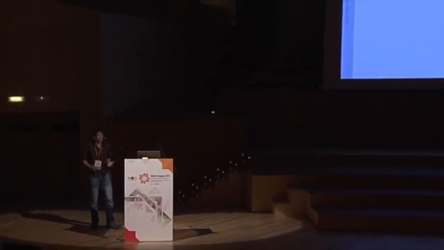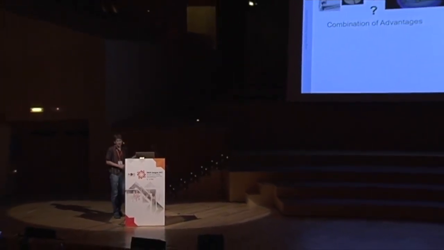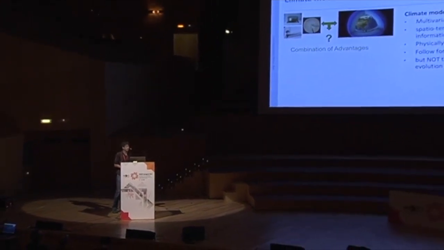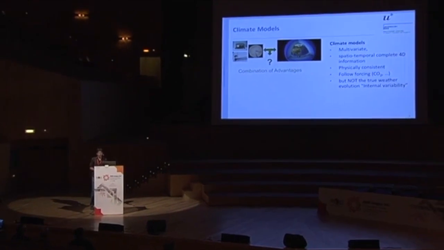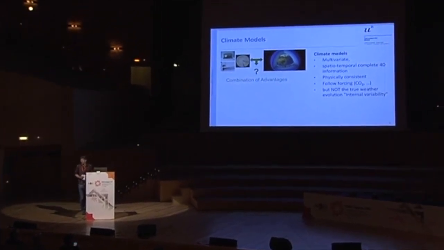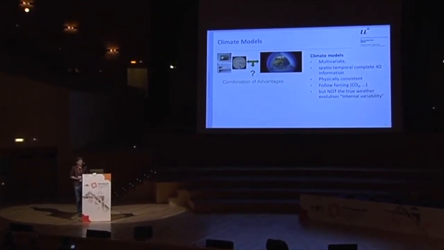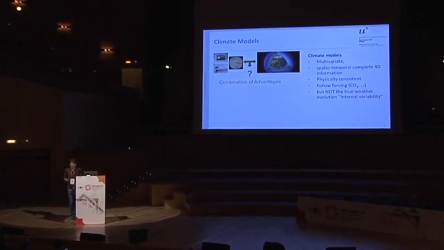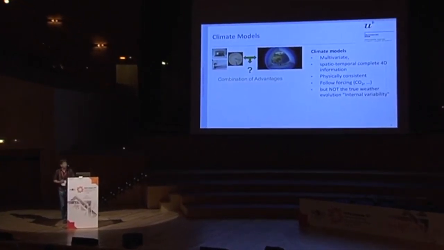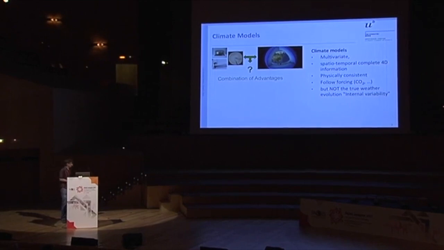So on the other hand, we have climate models. They are multivariate, they are spatially and temporally complete, they are physically consistent, and they follow forcings, but they don't follow the true evolution of the weather because they have internal variability. So our question is how to combine the best of the two.